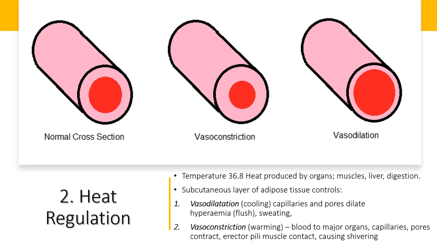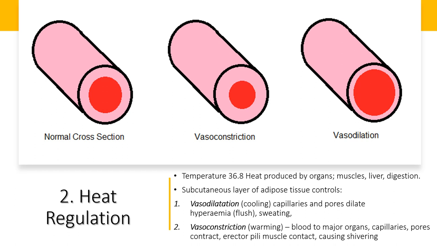When we are particularly hot, the blood vessels in the body vasodilate, which means that they have a cooling effect. So the capillaries and the pores dilate on the skin, and this has a hyperemic effect on the skin, a sort of flush to the skin, and produces sweating. Hyperemia means a sudden rush of blood to an area, and in this case it means the skin.